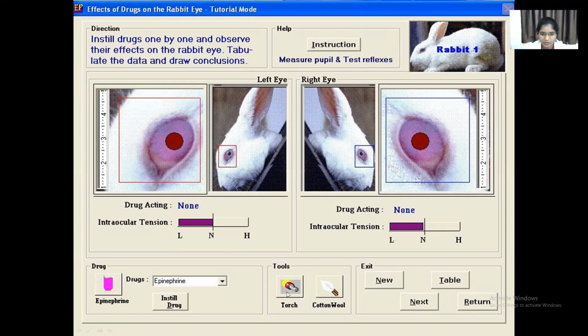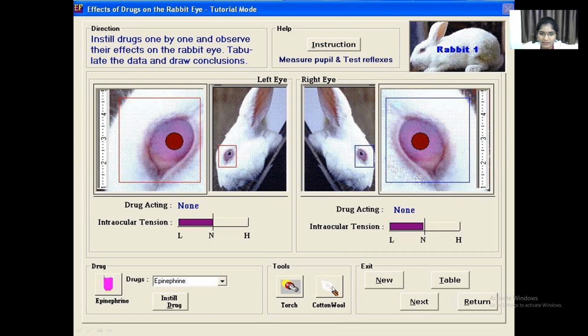Then afterwards, you have to check the light reflex. How will we check the light reflex? When a torch is placed in front of the right eye, and the left eye also, you can check both eyes. It constricts the pupil. So this is the light reflex, using a torch.